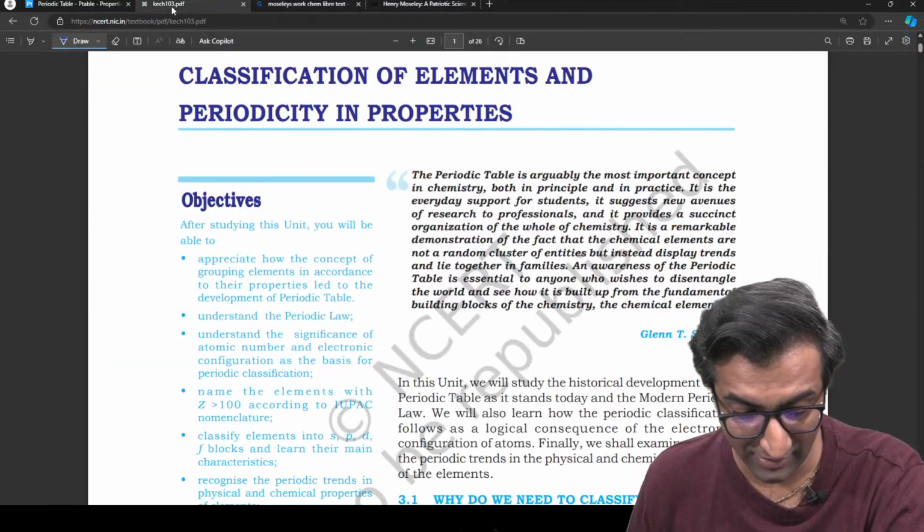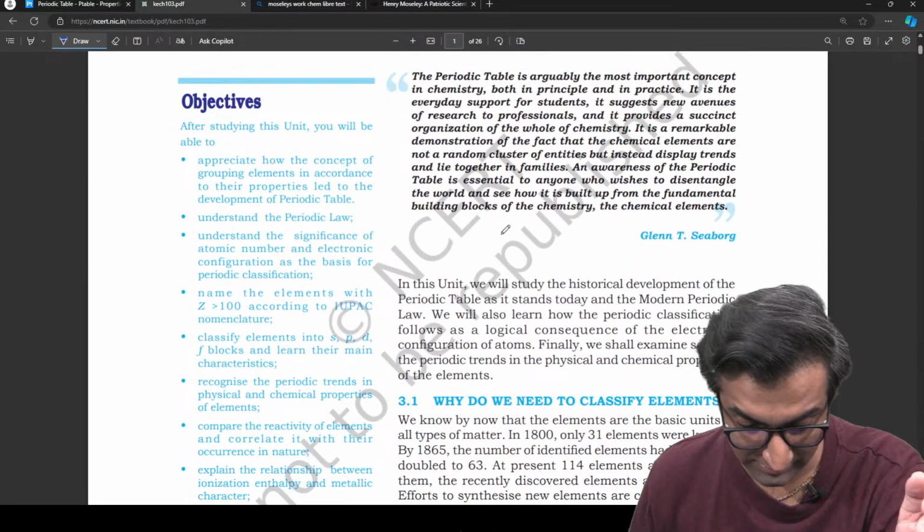But let's focus on NCERT right now, right? NCERT में क्या क्या चीजें, बहुत चीजें दी गई हैं.